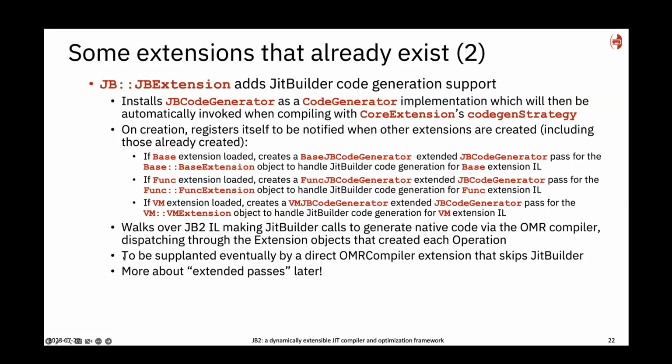This whole extension at some point will be supplanted by a direct OMR compiler extension, so that it won't actually use JitBuilder as an intermediary, right? So JitBuilder is really a very simple way to generate code that JitBuilder 2 leverages to generate code. But what should be really happening is that all of the code that's in JitBuilder that allows you to translate those code into OMR or Testarossa IL should really be in its own extension in JitBuilder 2, so that it can directly go to the OMR compiler code.